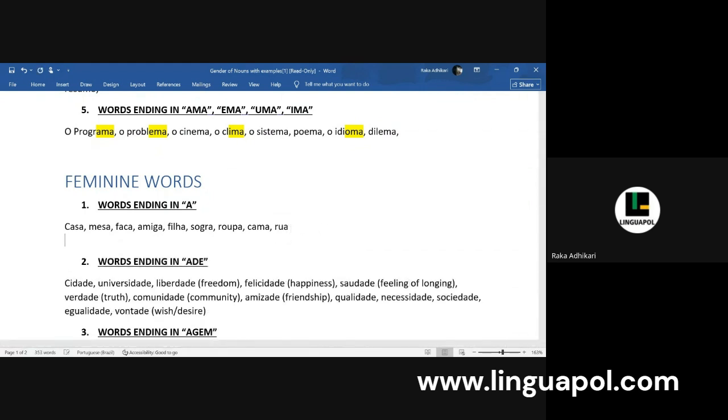What can be the exceptions? Like if I write down the word sistema, I can see that this word is ending in a, but it has the complete ending of ema. So it's a masculine word. So all the words that we read in rule number 5 can be treated as an exception of the words ending in a. Generally the words ending in a are supposed to be feminine, but if a word ends in ama, ema, uma, ima, these kinds of endings, then they're masculine. These are the only exceptions here.